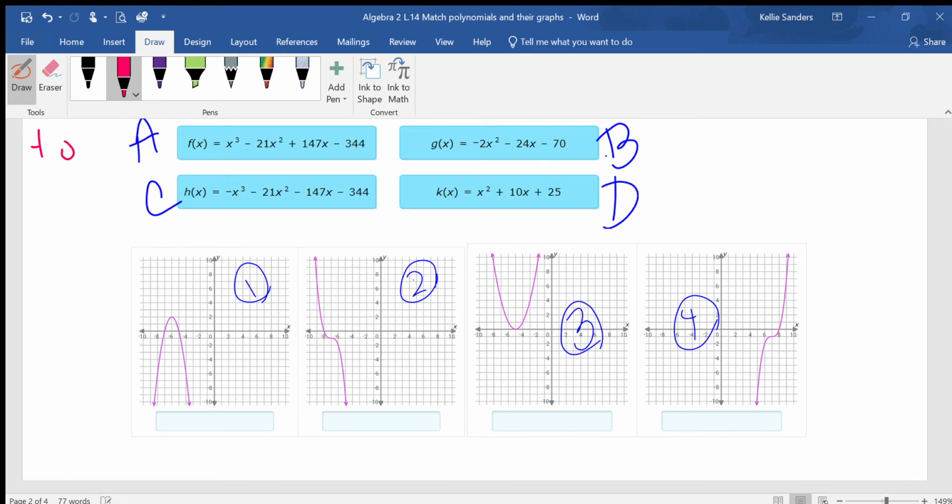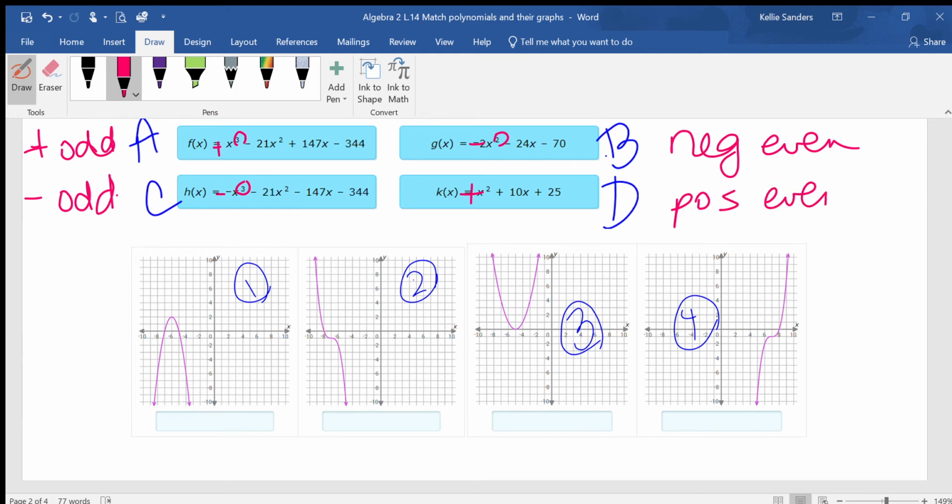A positive odd, a negative odd. Negative, odd, positive, odd. Negative, even, negative, even, positive, even. So I don't have to look at any of this stuff right here because they are all different.